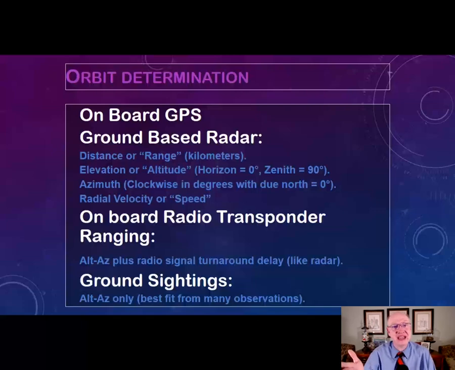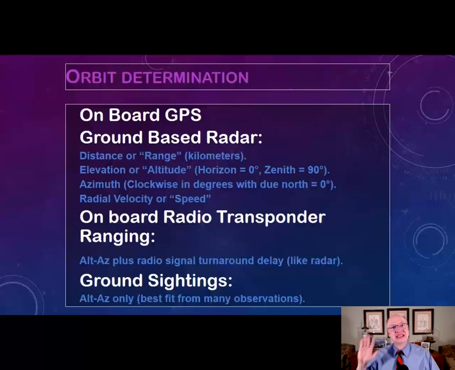Now, one technique is to use a global positioning system that's on the satellite itself. Turns out a lot of satellites today have global positioning receivers mounted on them. And just like you can measure your longitude and latitude using GPS, they measure their longitude and latitude using GPS. They know the date and the time, and they can calculate their orbit based on that. So they just use GPS for determining their orbit. The primary way that we get the vast majority of orbital elements for things in space is with ground-based radar.